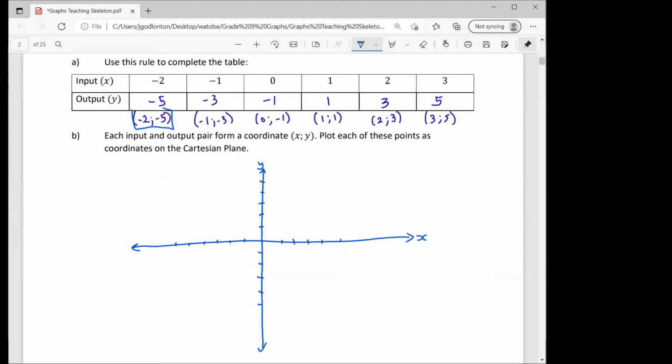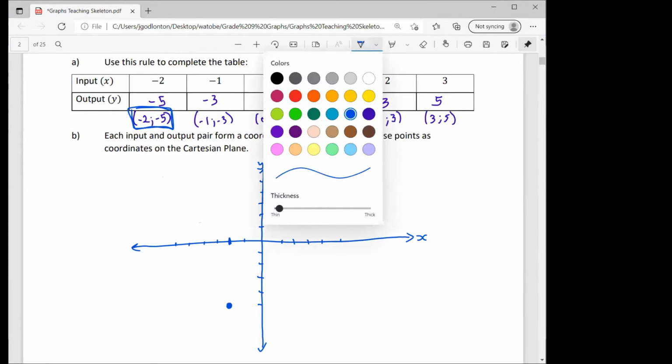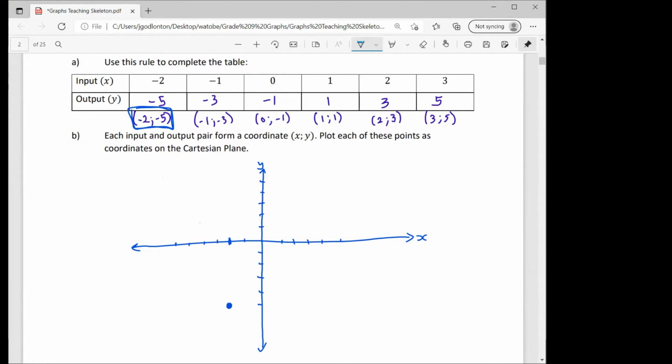So our first set of coordinates that we're plotting is -2 and -5. I'm kind of working with you with this question because the next one I'm going to let you do 100% solo. Okay, so -2, that's our x value. And then we're going to go all the way down to -5, and we're going to draw a dot. So -2 and -5, draw a dot. Next. -1 and -3. -1 and -3. Draw your dots.